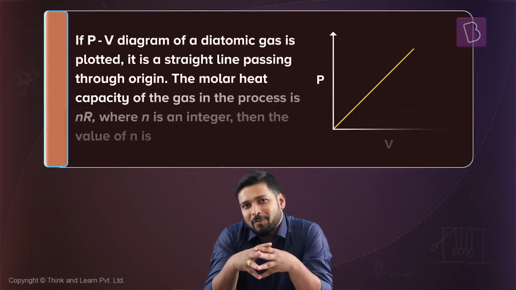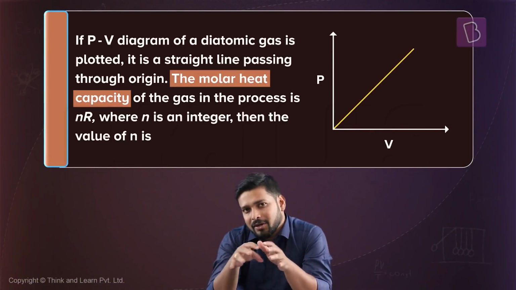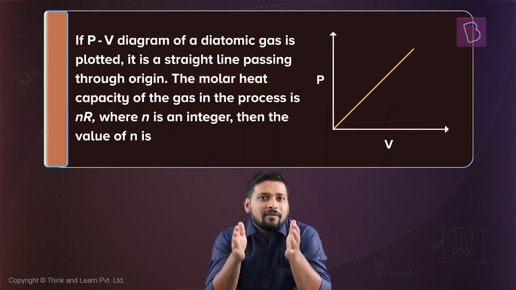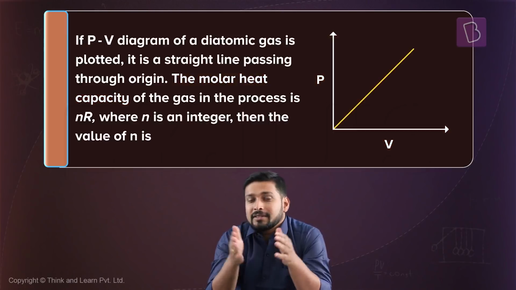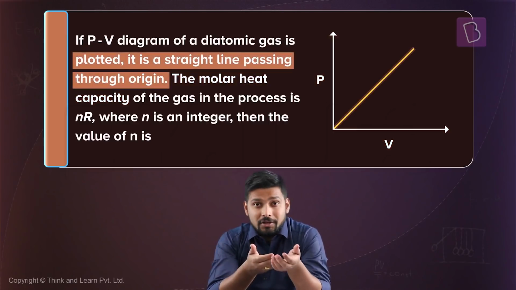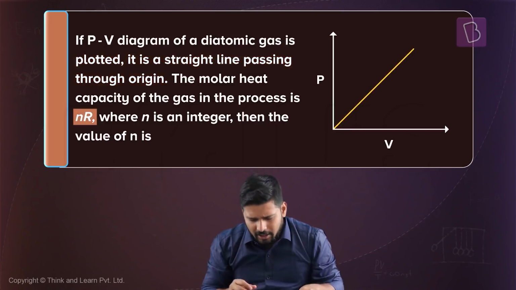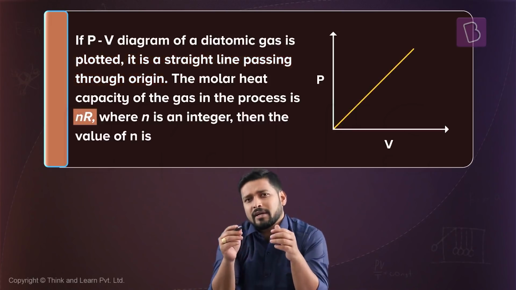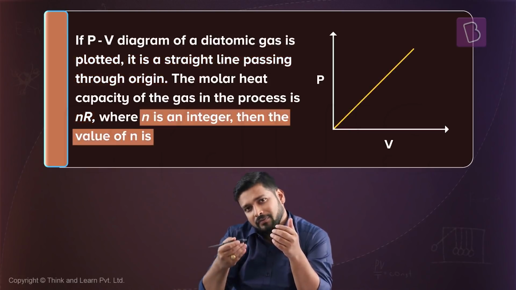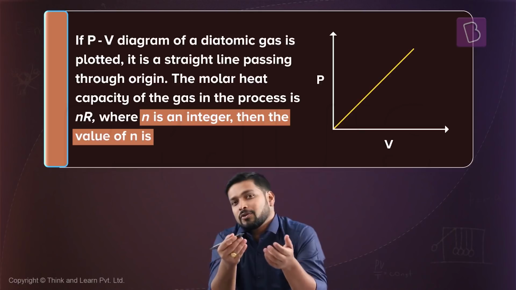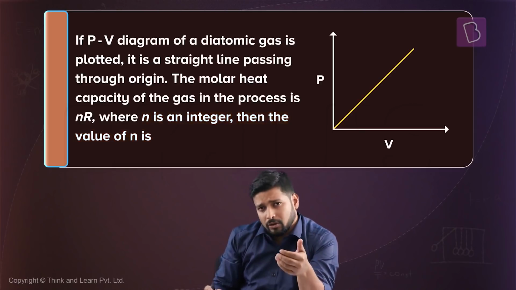So if you look at this problem, it basically revolves around molar heat capacity, all right? So we are told that we have a graph, and this is a PV diagram that is given to us, and it's a straight line and it passes through the origin. That is what is told in the problem, and we have an expression of molar heat capacity, and that expression is given as n times R, okay? So we have to find this value of n. Since this is an integer type question, the value of n will be an integer, okay? So let us see how we solve this problem.